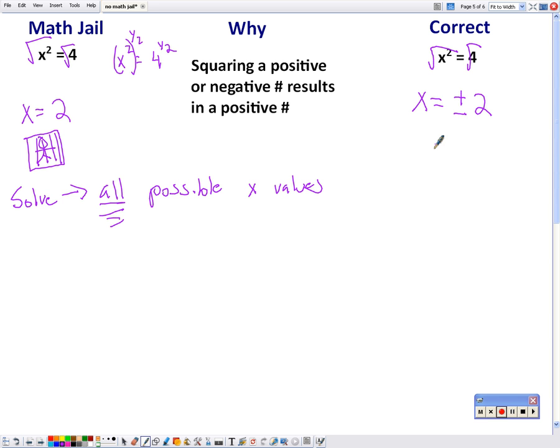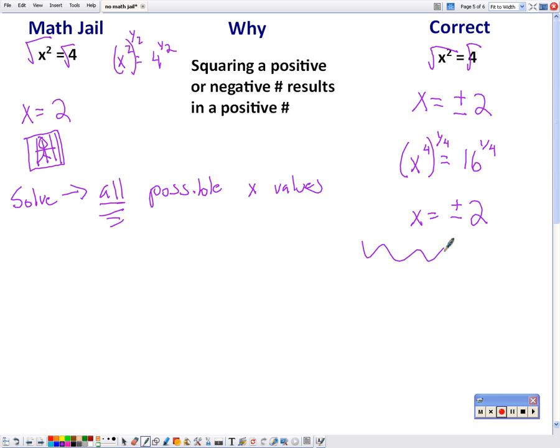Let's extend our example a little bit. Let's say we had x to the 4th power equals 16. Now you can approach this 2 ways. You can take the 4th root, or you can raise it to the 1/4 power. I'll raise it to the 1/4 power, just for fun. You can take the 4th root if you want. This is an even power. Because it's an even power, I have to remember, what number multiplied 4 times gave me 16? Well, it could have been positive 2 or it could have been negative 2.